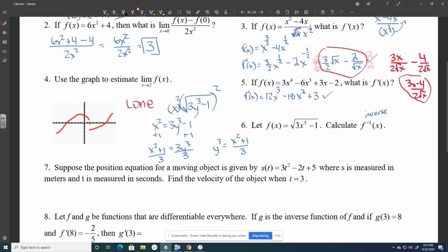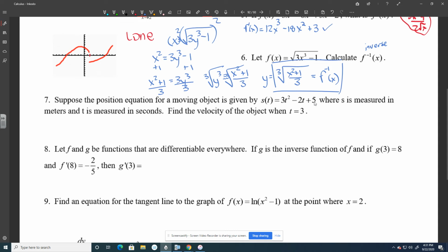And then to get rid of the cube, I have to take the cube root of both sides. So y is going to equal the cube root of x squared plus 1 divided by 3. And instead of y, usually we'll write it the way they wanted us to, f inverse of x, the inverse of f of x. Okay, so this would be your final answer for number 6.